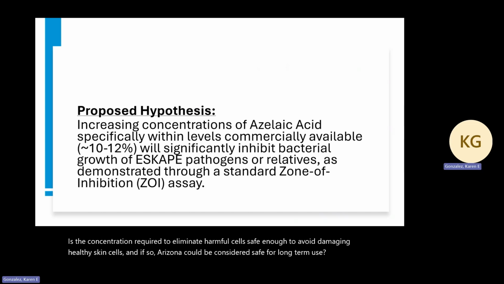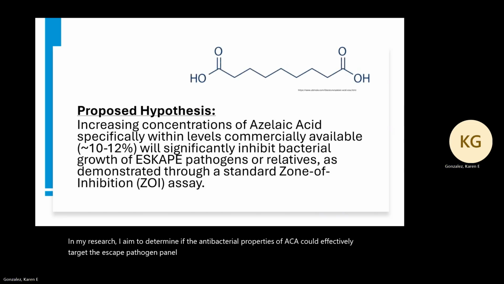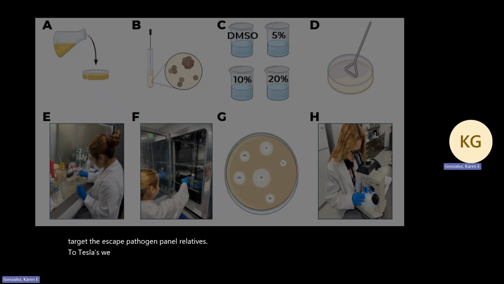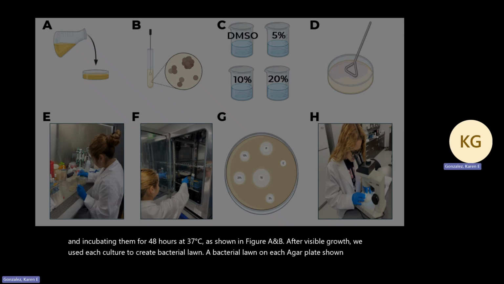In my research, I aim to determine if the antibacterial properties of AZA could effectively target the ESCAPE pathogen panel relatives. To test this, we grew ESCAPE relative bacteria by inoculating broth cultures from stock slants and incubating them for 48 hours at 37 degrees Celsius, as shown in figure A and B. After visible growth, we used each culture to create a bacterial lawn on each agar plate, shown in figure D.